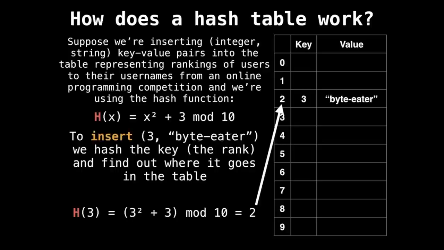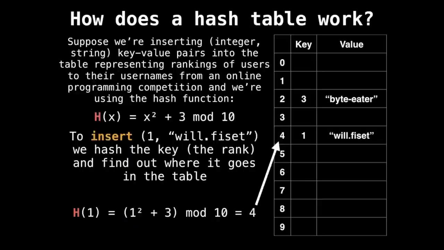So if I want to insert the key value pair 3, byte eater, so in the contest, the user whose username is byte eater got a rank of 3, and we want to insert that into the hash table. Then what we do is we hash the key, which is 3, and we get h of 3 being 3 squared plus 3 mod 10, or 2. So in our hash table or array, at index 2, we're going to put the key to be 3 and the value to be byte eater.